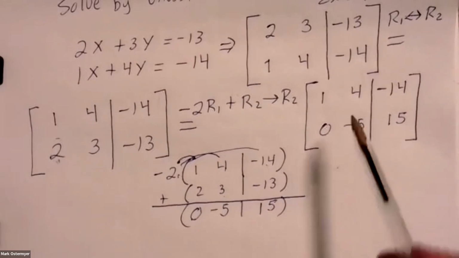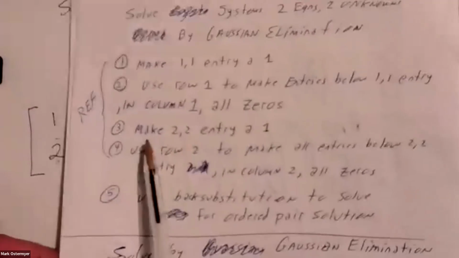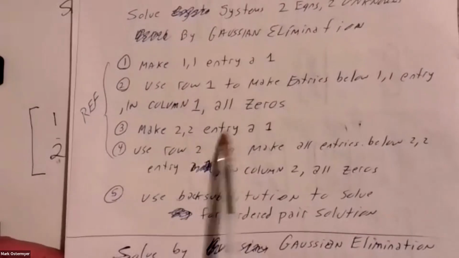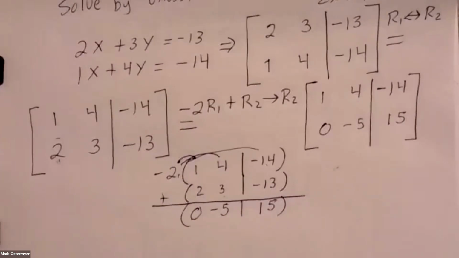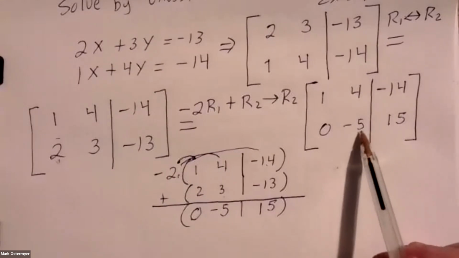All right, now the rest of column 1 has been cleared out. What's the next move now? The next move now is to make the 2-2 entry become a 1. What do I have to multiply row 2 by to make this a positive 1? What are you going to multiply -5 by to make it 1?